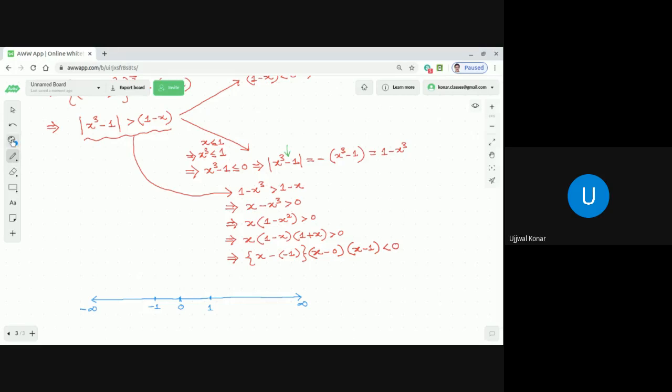Now we keep the tip of the pen above the number line, right of 1, and come down. x minus 1, power is 1, which is odd, so I cross the number line, go down and come up. x minus 0, power is odd, so I cross the number line, go up and come down. x minus minus 1, that is x plus 1, power is odd, so I should cross the number line. And what should we be worried about? Less than 0 means below the number line.